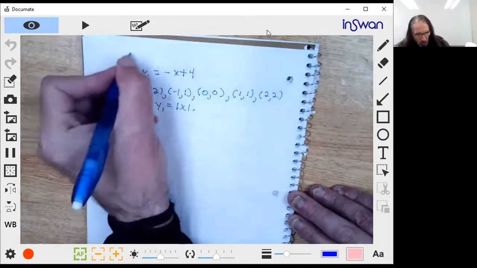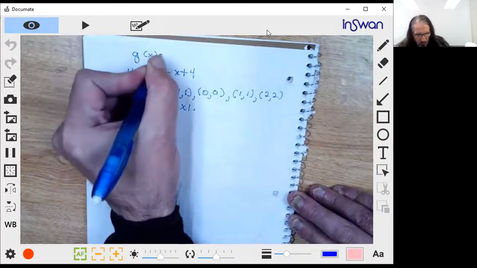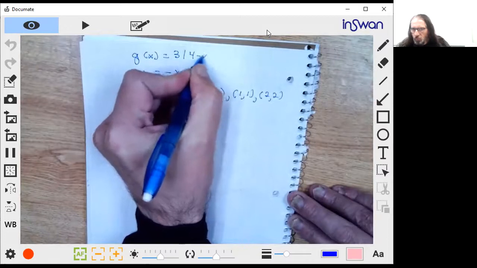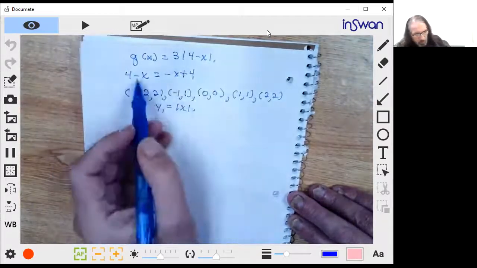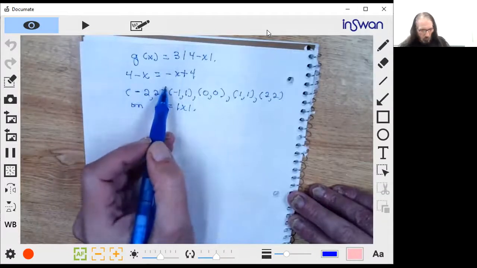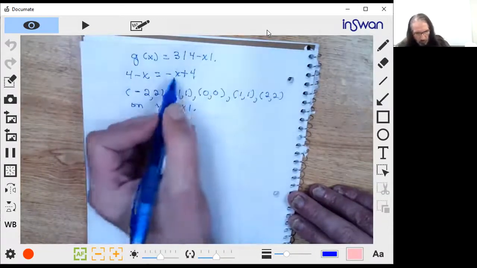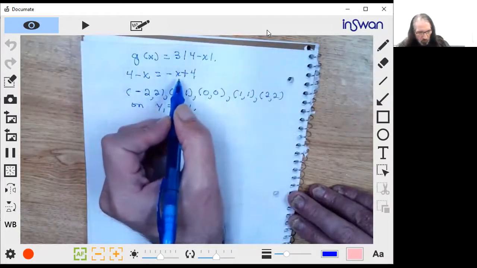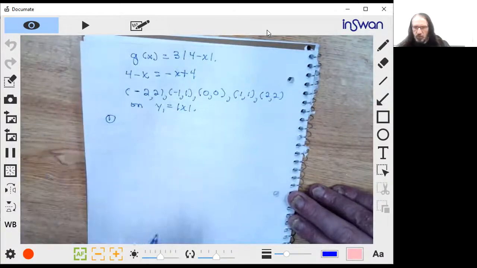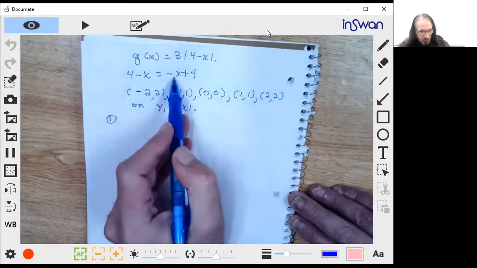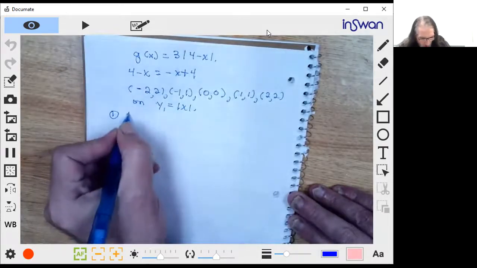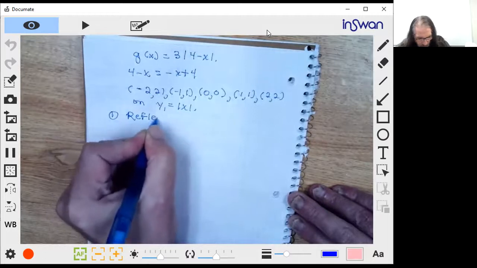Now we had overall g of x equals 3 times the absolute value of 4 minus x. If we rewrite the 4 minus x inside as negative x plus 4, if we apply the order of operations, that would tell us our first transformation is to change the sign of the x's, which gives us a reflection over the y-axis.